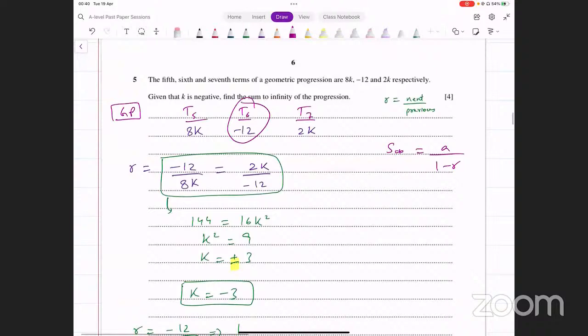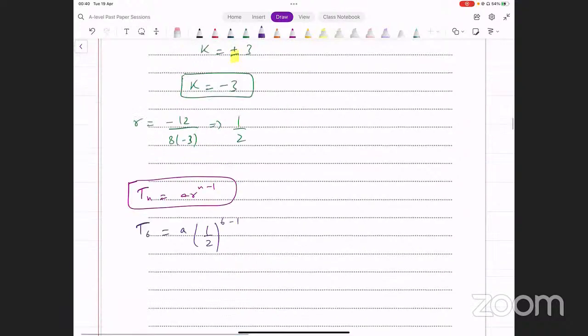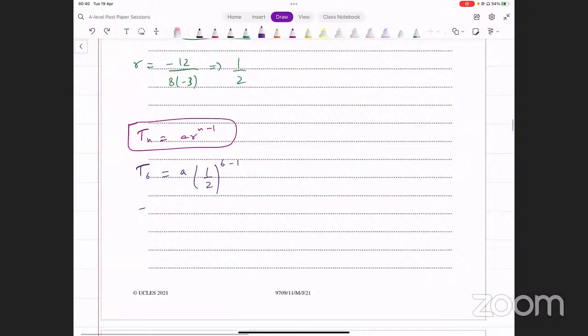इनमें से कोई भी यूज कर ले. लेट्स से 6 यूज कर लेते हैं, उसमें k नहीं है. 6 टर्म यूज कर लेते हैं. T6 is going to be A हमें नहीं पता, into R. R is now 1 over 2, raised to power 6 minus 1. T6 किसके इक्वल है? हमें पता है -12 के इक्वल है. -12 input कर दें. -12 equals A into 1 over 2 raised to power 5. 2 raised to power 5 जाके वहां पे मल्टीप्लाई हो जाएगा, and we'll get the first term from that.